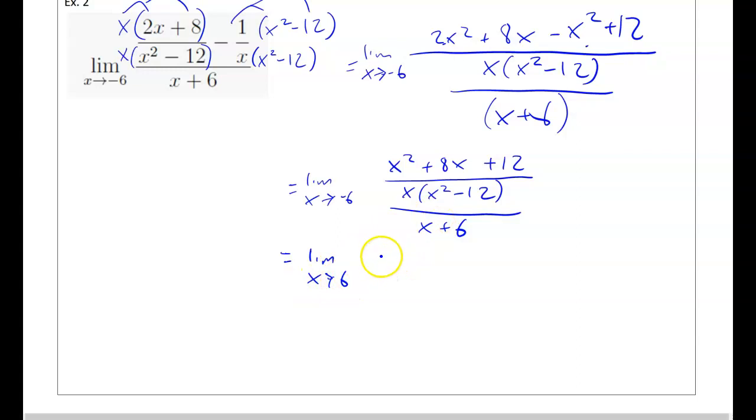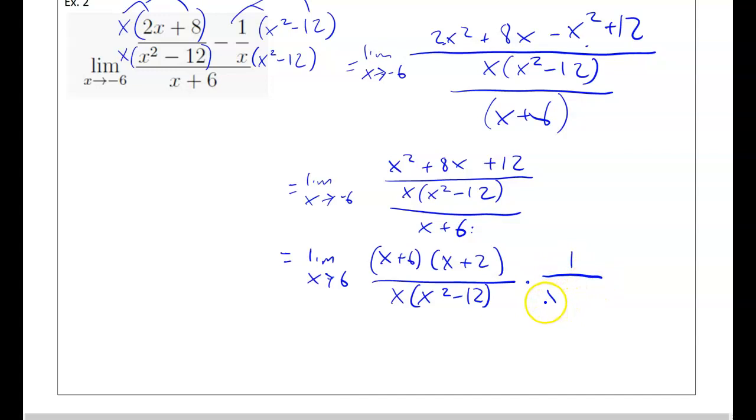Okay, what I notice is I can factor the top here. So the top is equal to x plus 6 times x plus 2. X times x squared minus 12 stays the same on the bottom. And then instead of writing this x plus 6 as the denominator, I'm going to write it as just multiplication now. So I'm multiplying times 1 over x plus 6. And the reason I wrote it that way, it should be obvious, is so I can cancel that out. And then my limit is suddenly much simpler, and that was what was keeping me from taking the limit.